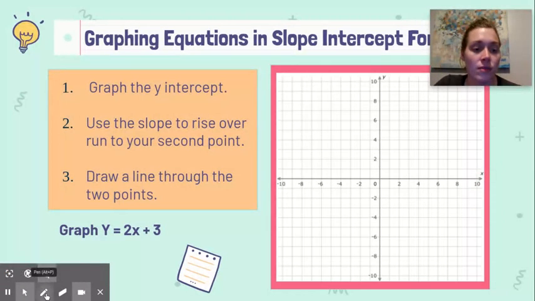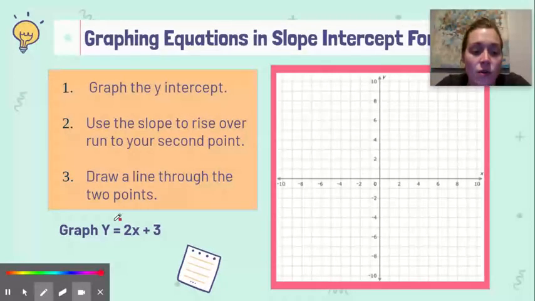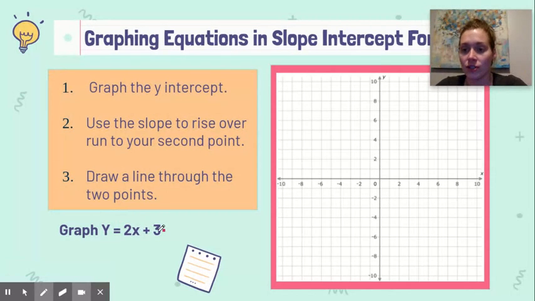All right, so we're going to try another equation here. This time we have y equals 2x plus 3. You should see that in your notes as well. And we're going to graph it. Same 3 steps. Step 1, we plot the y-intercept.